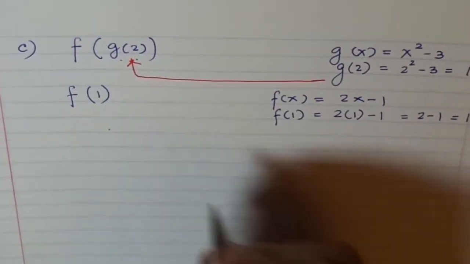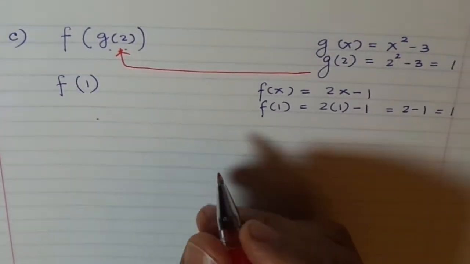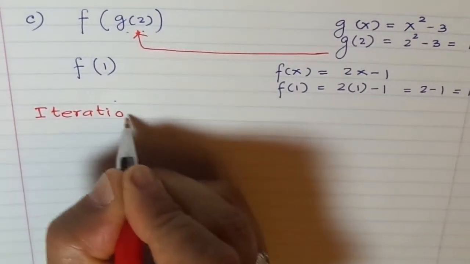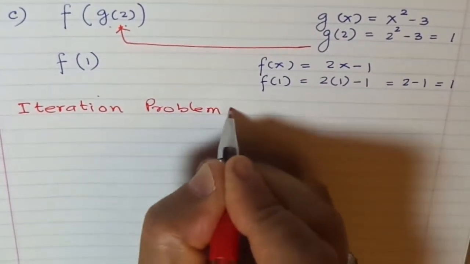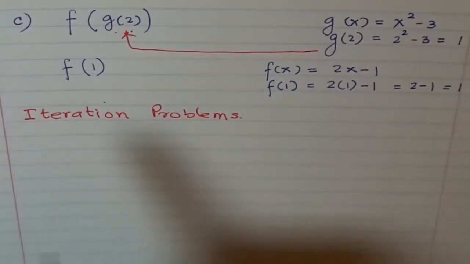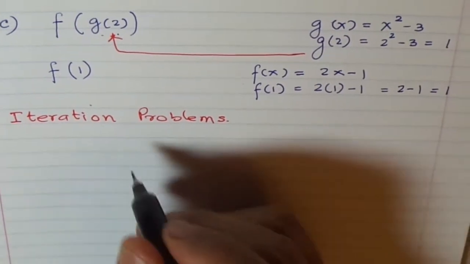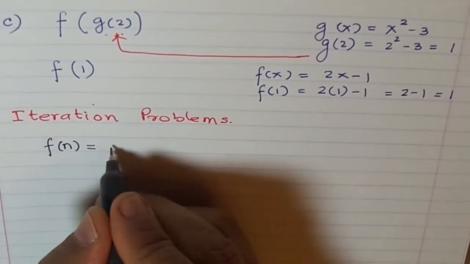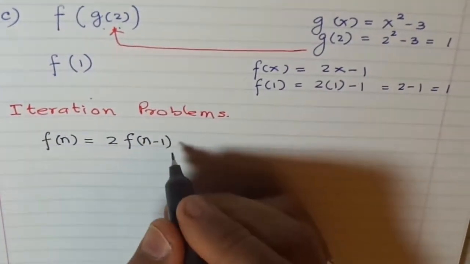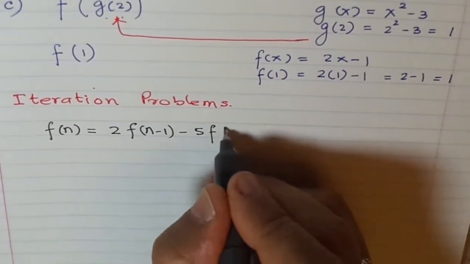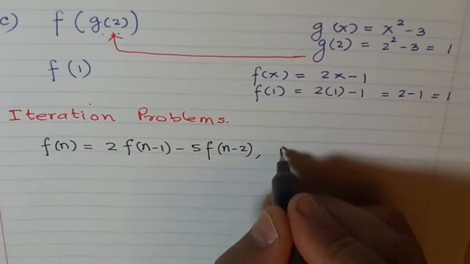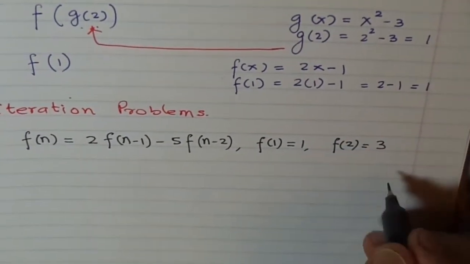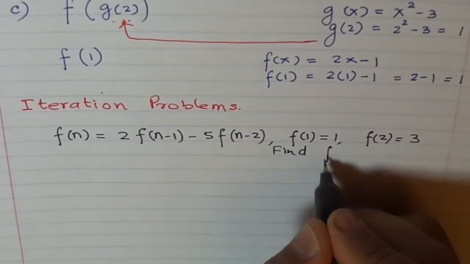Let me now show you another important thing, which is kind of tricky. Here I will show you a technique to do iteration problems. Sometimes we define a function in terms of other two previous values. For example, let me first write down a function and then I'll explain. Let's say function f of n is equal to 2 times f of n minus 1 minus 5 times f of n minus 2, where f of 1 is equal to 1, f of 2 is equal to 3. We need to find f of 5.